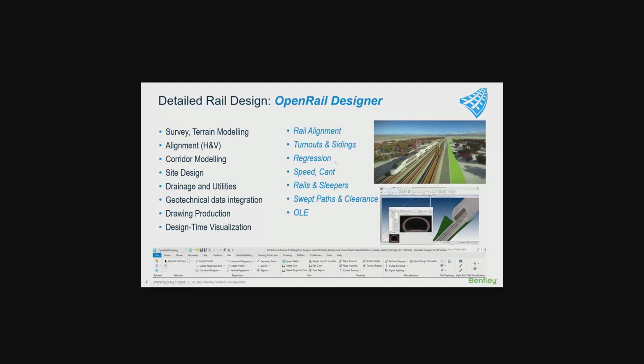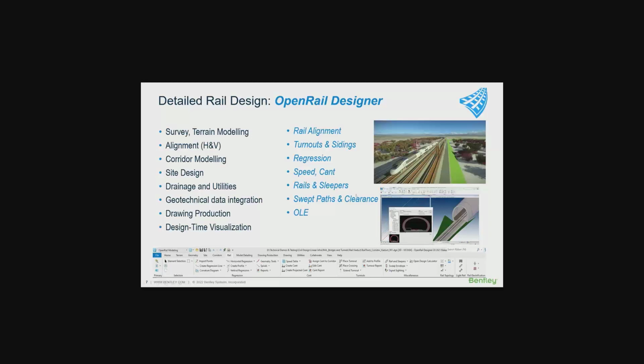Okay, regression tools, which allow you to design or create geometries, maybe along a brownfield area. Okay, and make sure that you're still following the right design standards when you're creating the alignment. Okay, and speed and cant are very important aspects when you're designing your alignment as well as your corridor, because you have to make sure that you are reflecting the correct application of the super elevation that is along the alignment.